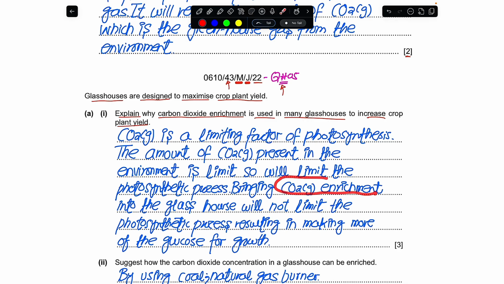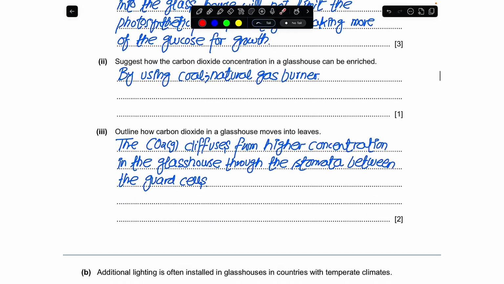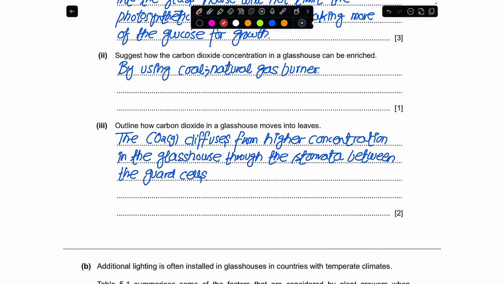When we bring about carbon dioxide gas enrichment in the glass houses, it would remain in excess and it would not limit the rate of the photosynthetic process, and when more CO2 goes into the leaves, more photosynthesis would happen, and the plants would make more glucose, which would allow for their maximum growth. For the second part, he is asking us to suggest how the carbon dioxide concentration in the glass houses can be enriched, it can be increased.